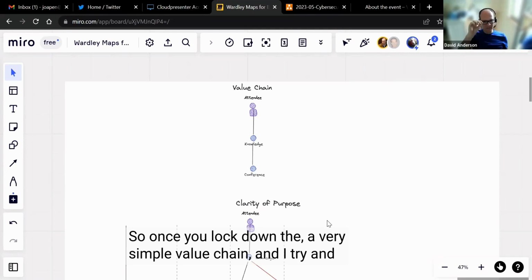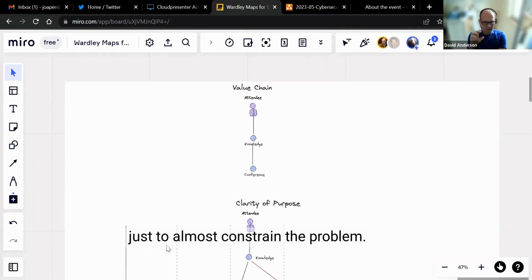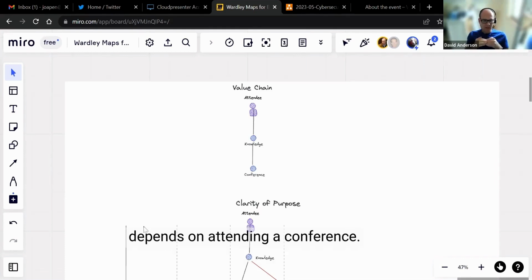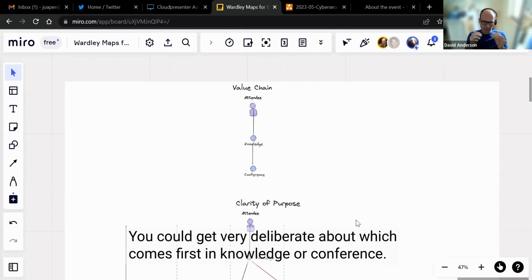So once you lock down to a very simple value chain, and I try and keep this as simple as possible with maybe 3 or 4 elements, really just to almost constrain the problem. And this time, it was an attendee with a need for knowledge, which depends on attending a conference. And personally, I tend to do these a little bit rougher in the business environment. You could get very deliberate about which comes first, knowledge or conference.